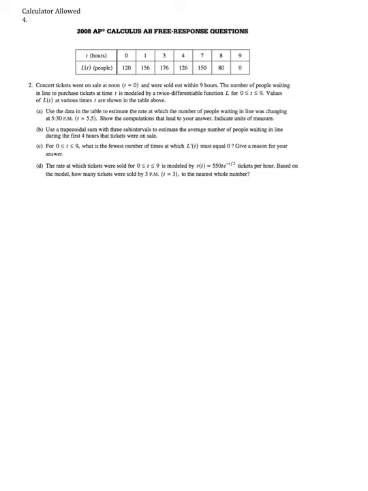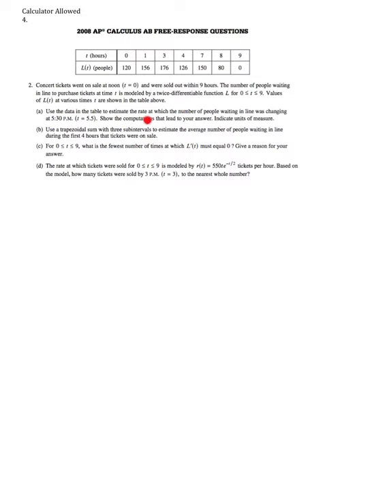In this video, we're going to go over the AP Calculus AB FRQ number 2 from 2008. So in this problem, we're given a table of values where T is in hours and L of T is in people. And this represents the number of people waiting in line to purchase tickets at a given time T.